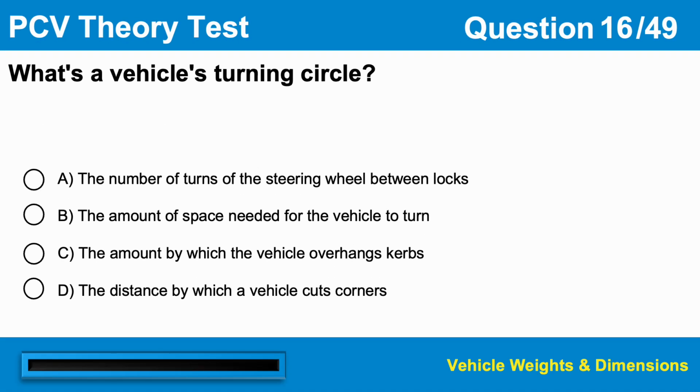Question 16. What's a vehicle's turning circle? A. The number of turns of the steering wheel between locks. B. The amount of space needed for the vehicle to turn. C. The amount by which the vehicle overhangs curbs. D. The distance by which a vehicle cuts corners.